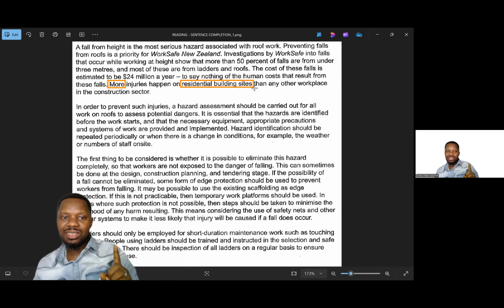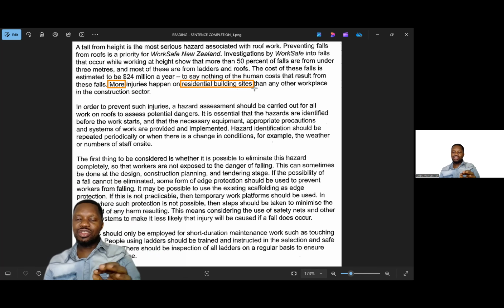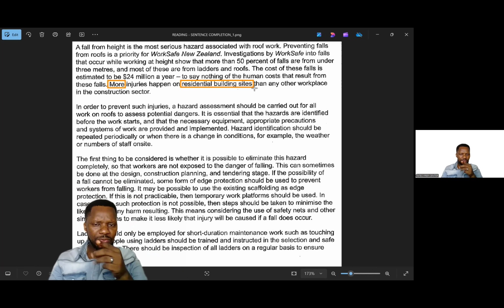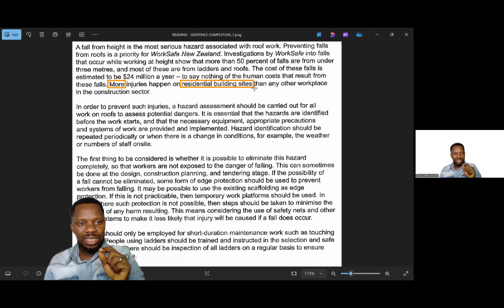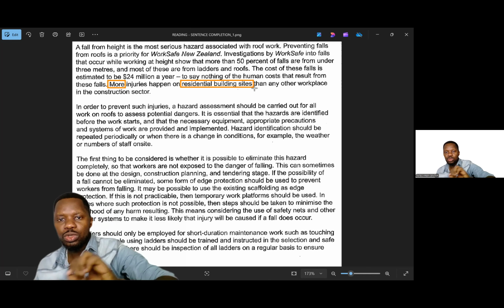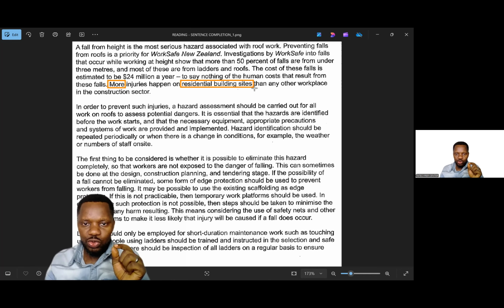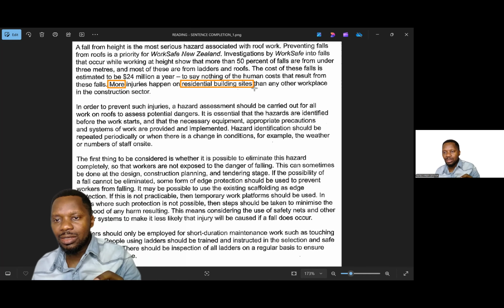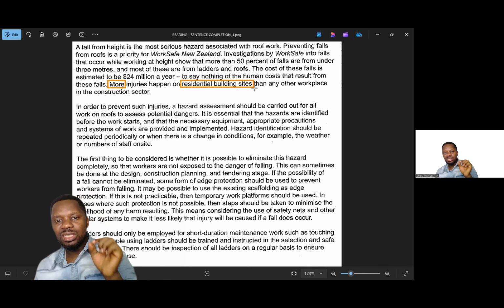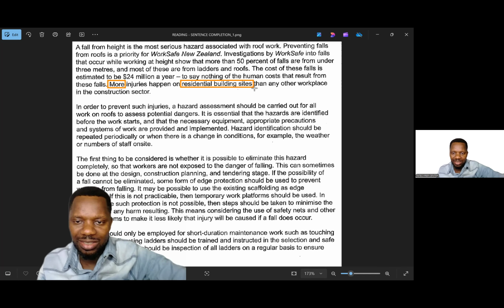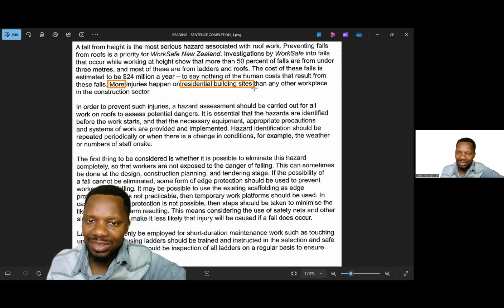Residential building sites. That is your answer. And here you have 3 words, and the instruction says write no more than 3 words. So you need to capture these 3 words for you to be able to get the correct answer. You need to capture these 3 words for your answer to be correct. So please, you really need to understand this.